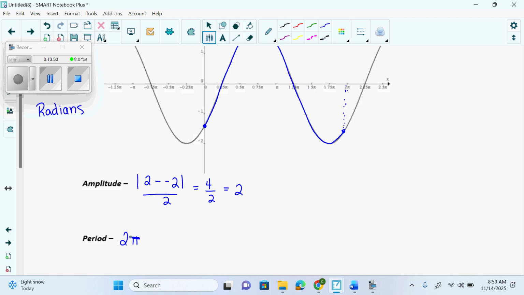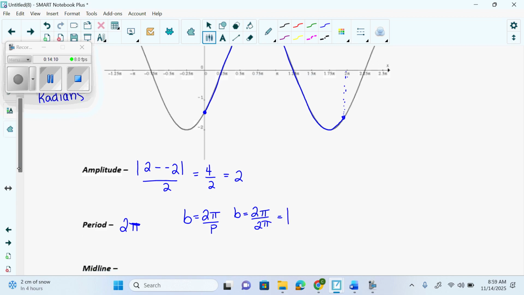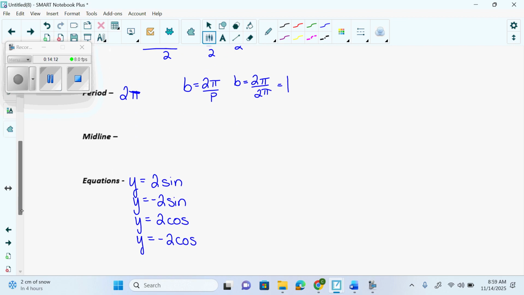If your period is 2 pi, what is your B value? 1. Because there is no stretch. But we can prove it by going 2 pi over P. So B would equal 2 pi over 2 pi, which is 1. So I go to my equation. And I go 1, 1, 1, 1. Did you have to put a 1 or could you just leave it blank? You could leave it blank, but lots of people like placeholders. So I'm going to put a 1.